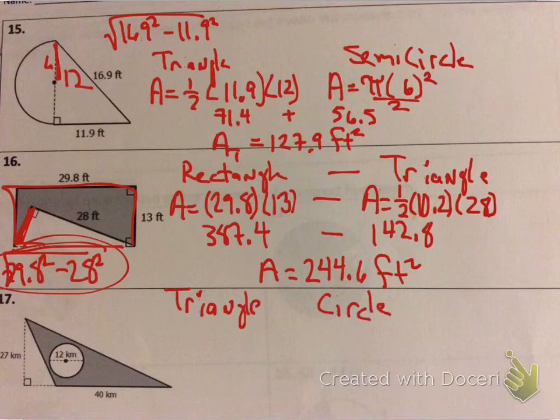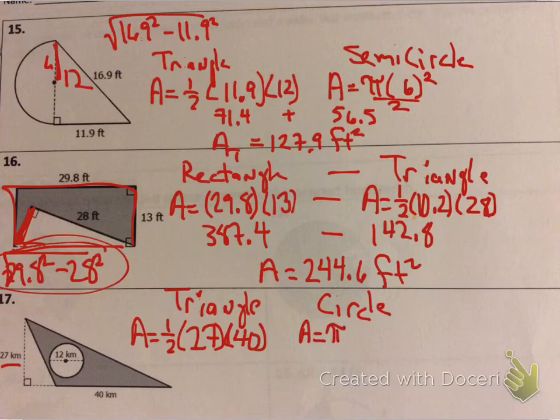Now, the triangle has a height of 27 kilometers, and a base of 40 kilometers. That's a lot of kilometers. Anyways, the circle has an area pi times the radius squared. If the diameter is 12, the radius would be 6. So I will get those two answers and then subtract.